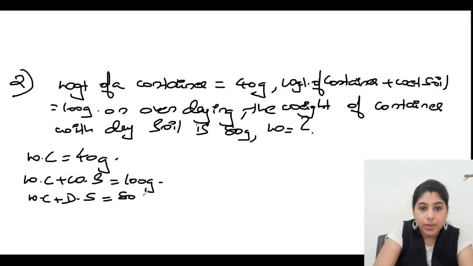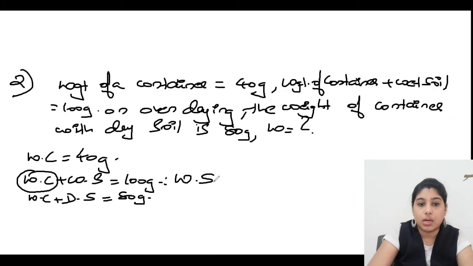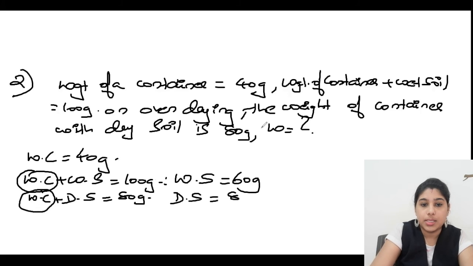So weight of container and weight of wet soil and dry soil, when we take the difference, weight of container plus weight of soil is 100 grams. So weight of container already it is 40. So you will understand what is weight of soil. Wet soil, what is the weight of wet soil? It is 100 minus 40, that is 60 grams. Here also weight of container is 40. So what is the weight of dry soil? It is 80 minus 40. It is 40 grams.